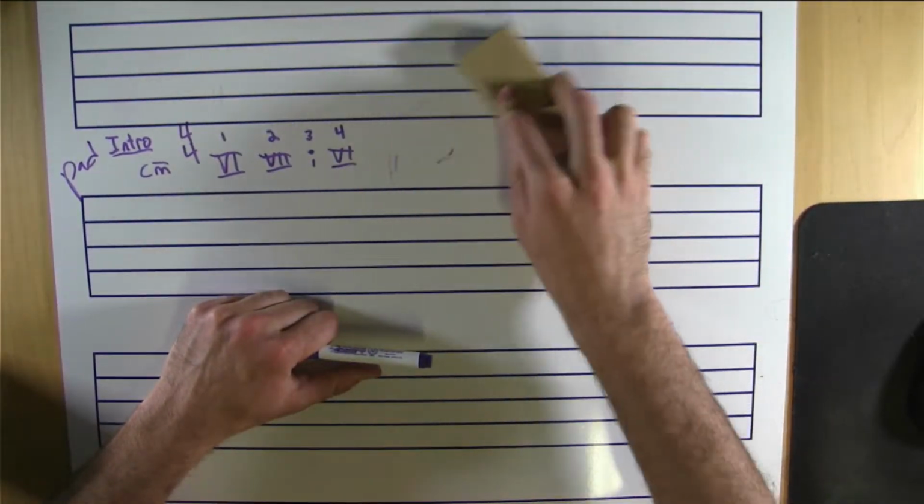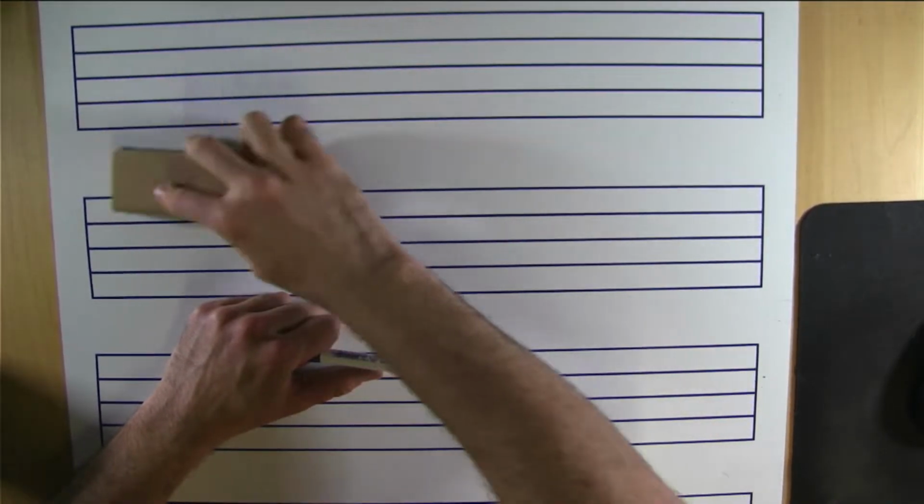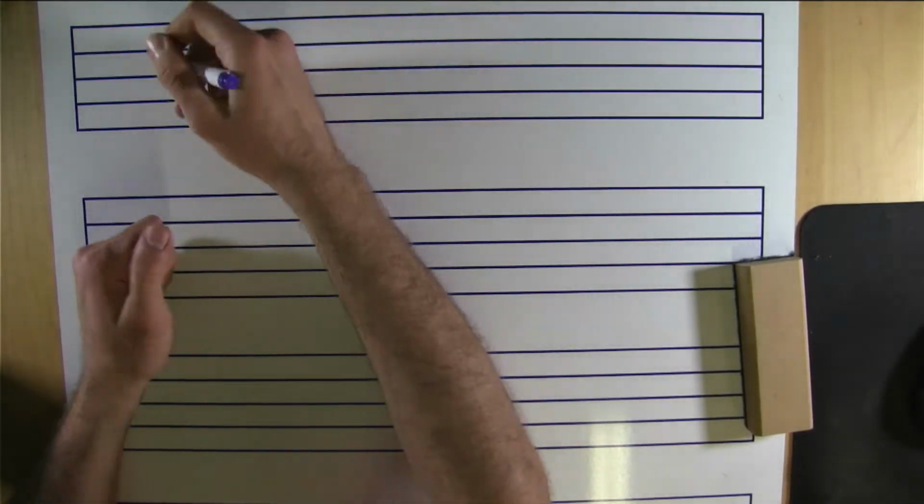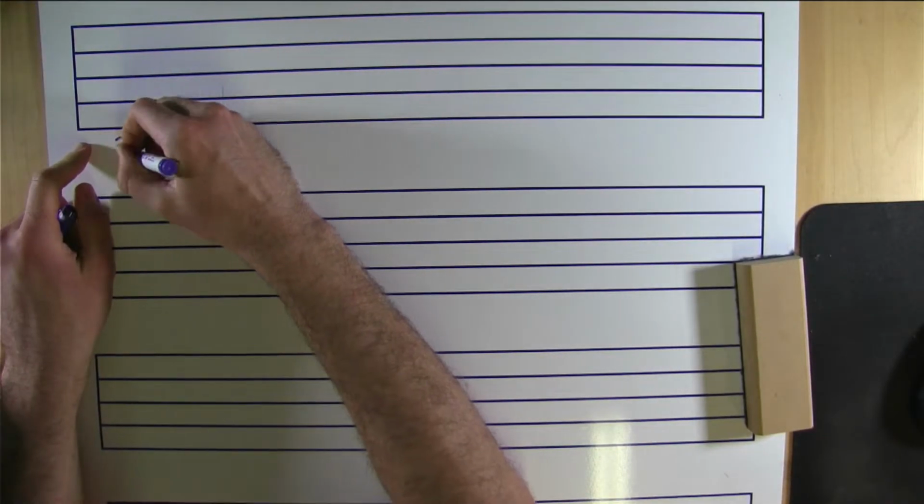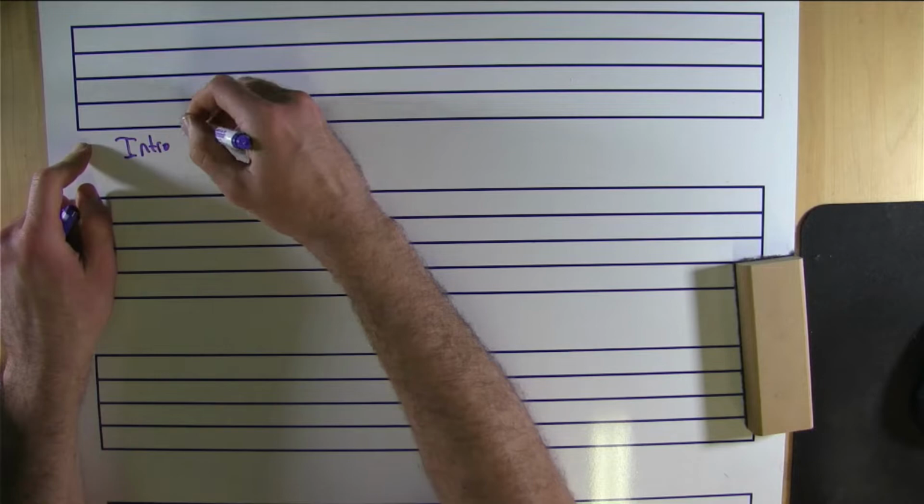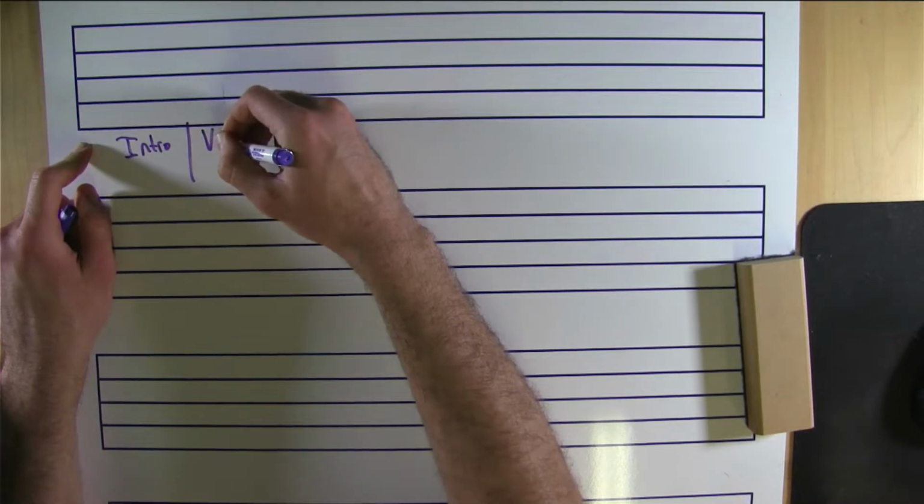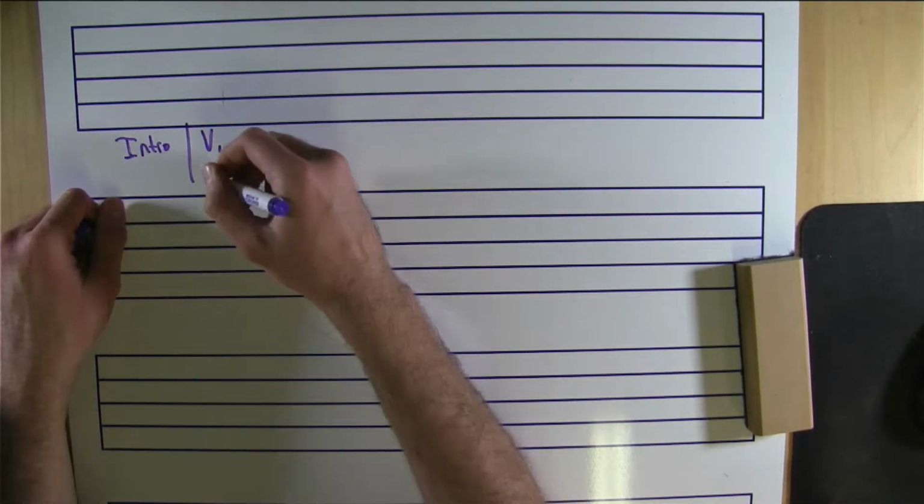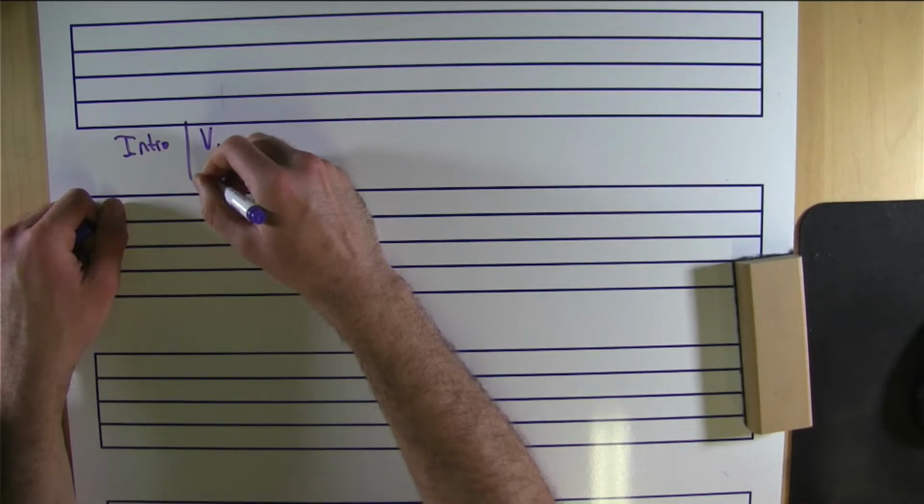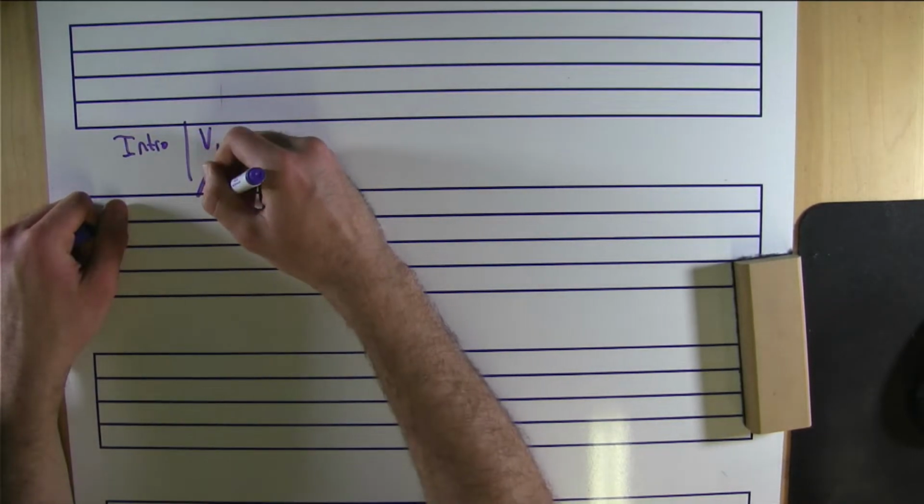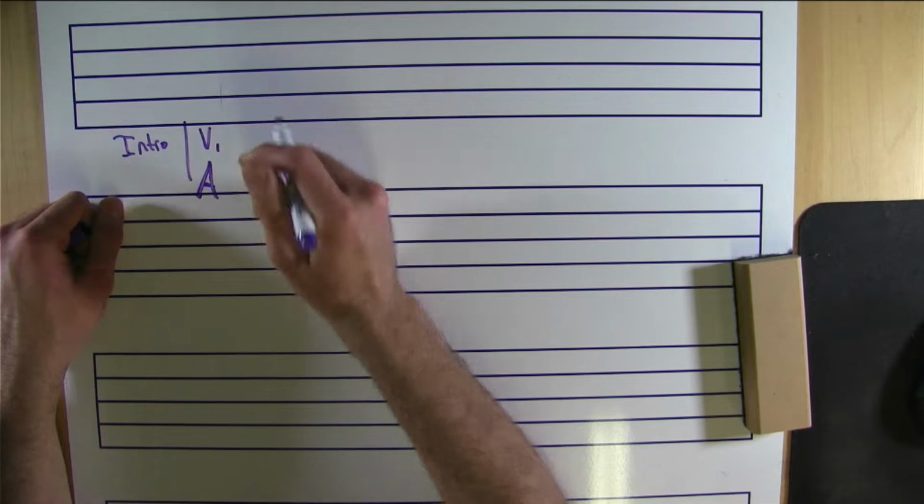Pickup into the first verse. And in the pickup to the first verse, let me just keep track. So intro, and then verse 1. I'll say V1, and I'll say A, okay? Capital A, just to keep track of the sections.